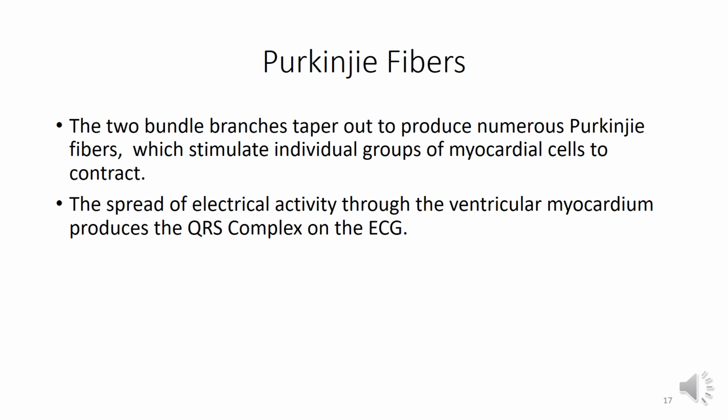Let us see about Purkinje fibers. The two bundle branches taper out to produce numerous Purkinje fibers which stimulate individual groups of myocardial cells to contract. The spread of electrical activity through the ventricular myocardium produces the QRS complex on the ECG.